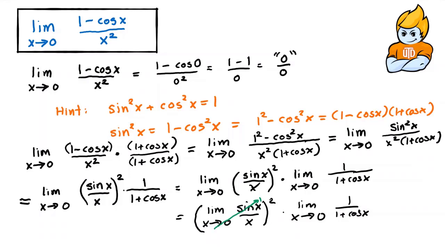Use our special trig limit. Find the limit of the second factor by evaluating directly. And we get 1 times 1/2. So our limit is 1/2. Perhaps one lesson we can take away from this is that you not only multiply by conjugates to get rid of the square roots often, sometimes you multiply by conjugates so as to introduce a trig identity, like the Pythagorean trig identity.